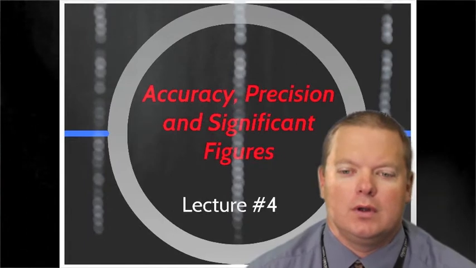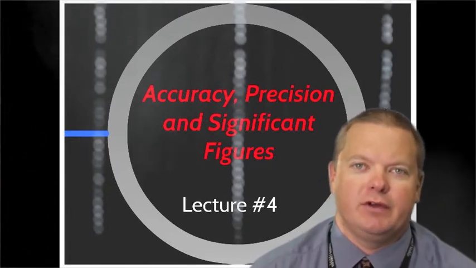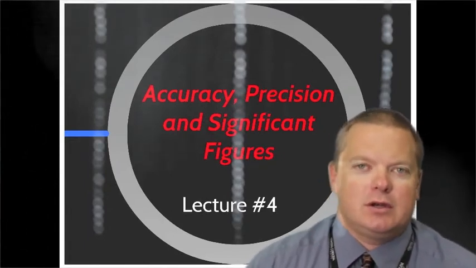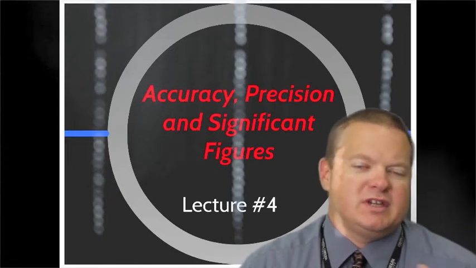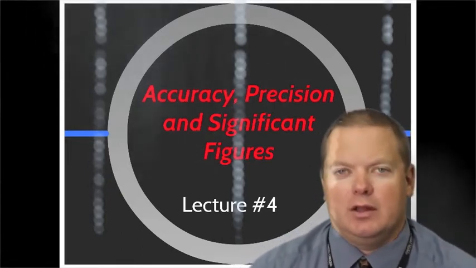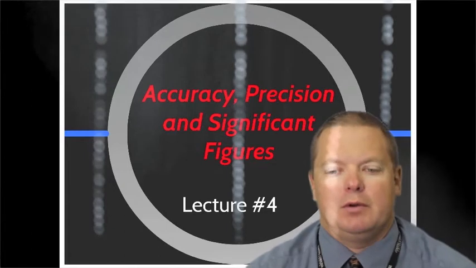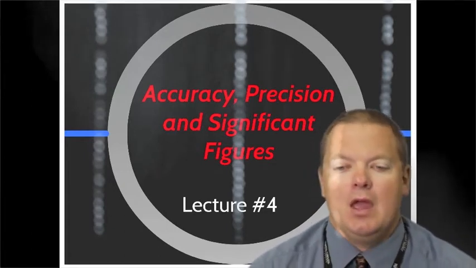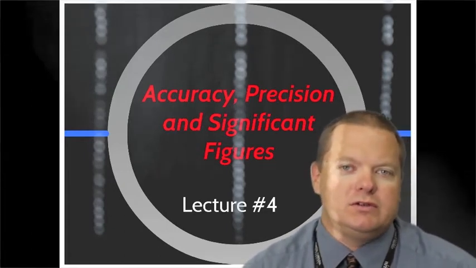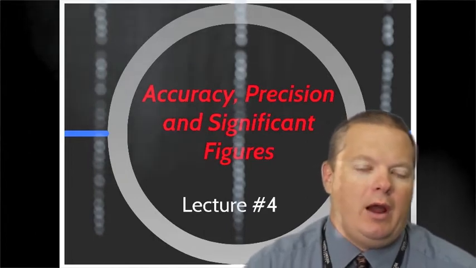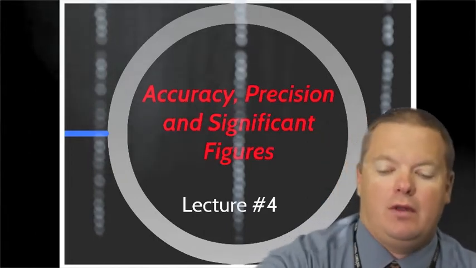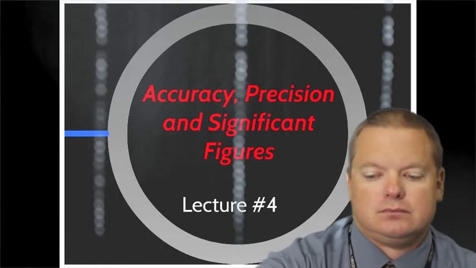Lecture number 4, accuracy, precision, and significant figures. So today we're going to start talking about how we can put significance onto the numbers that we calculate or measure in the chemistry laboratory or classroom, and how we relate those numbers to how accurate or precise we are. And we'll define all of those terms in a minute.